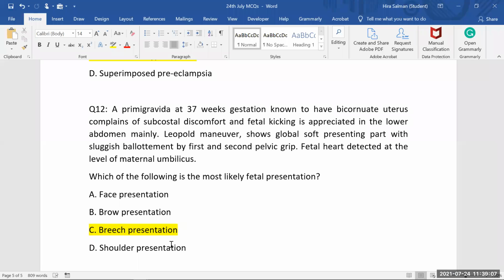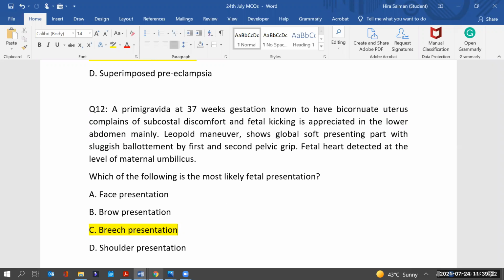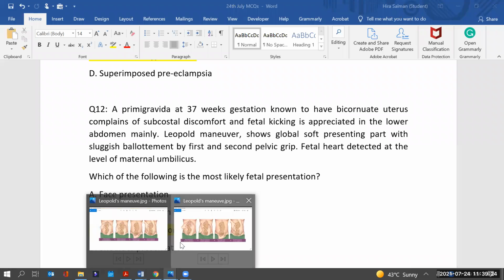So these are all clues pointing towards the answer. But they are showing the Leopold maneuver shows double shot presenting with sluggish ballottement by first and second pelvic grip. Are the first and second pelvic grips the third and fourth in the picture? No, first and second is the first and second here.